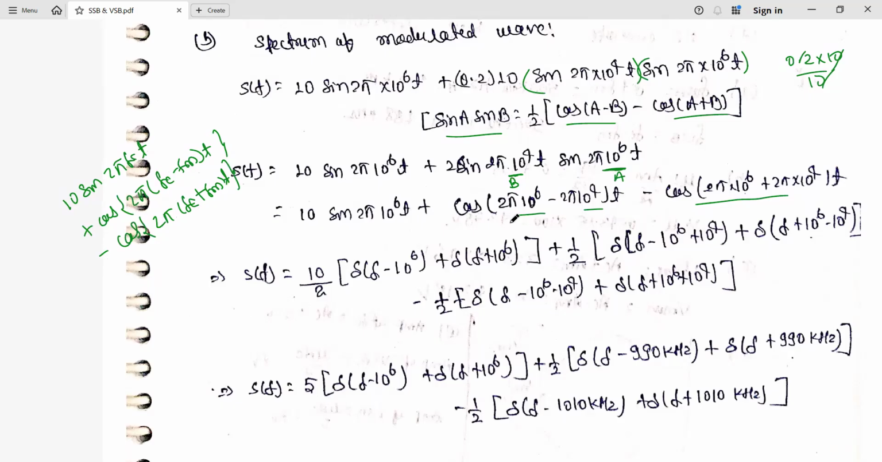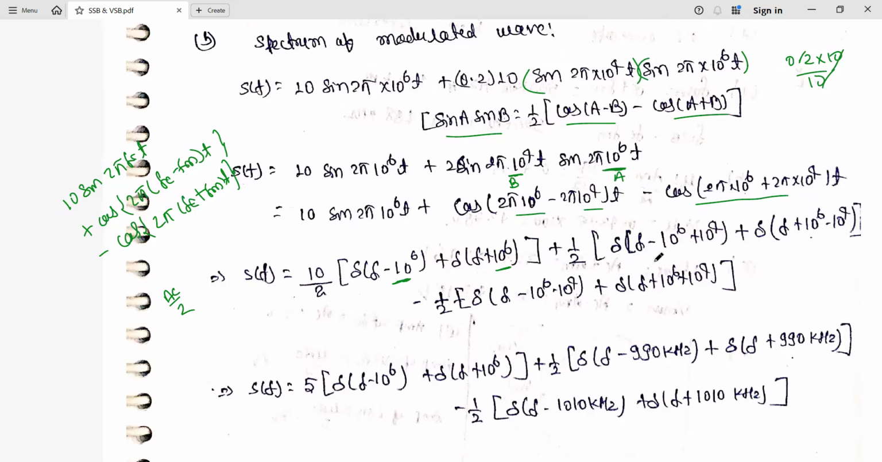Now, how we are obtaining the Fourier transform, as the impulse function and for the message, that discussion was done earlier. So what we have is, in general, Ac by 2. Ac is 10, so 10 by 2. Then we have delta(f minus fc), where fc is 10 to the power 6, plus delta(f plus fc), where fc is 10 to the power 6.